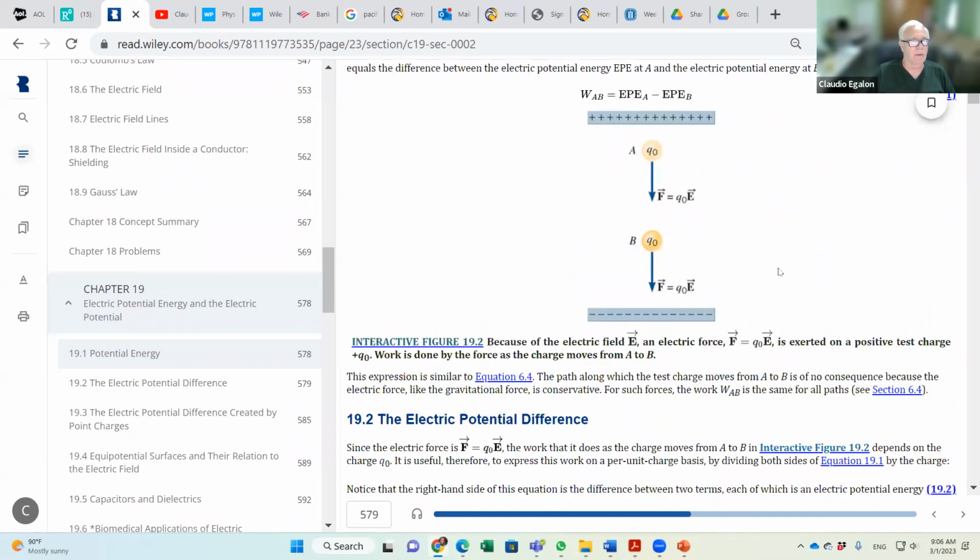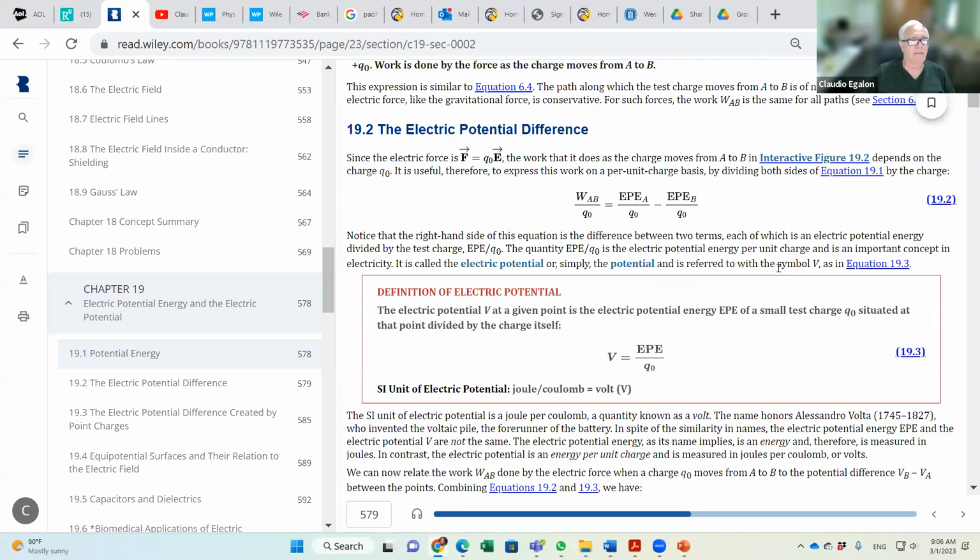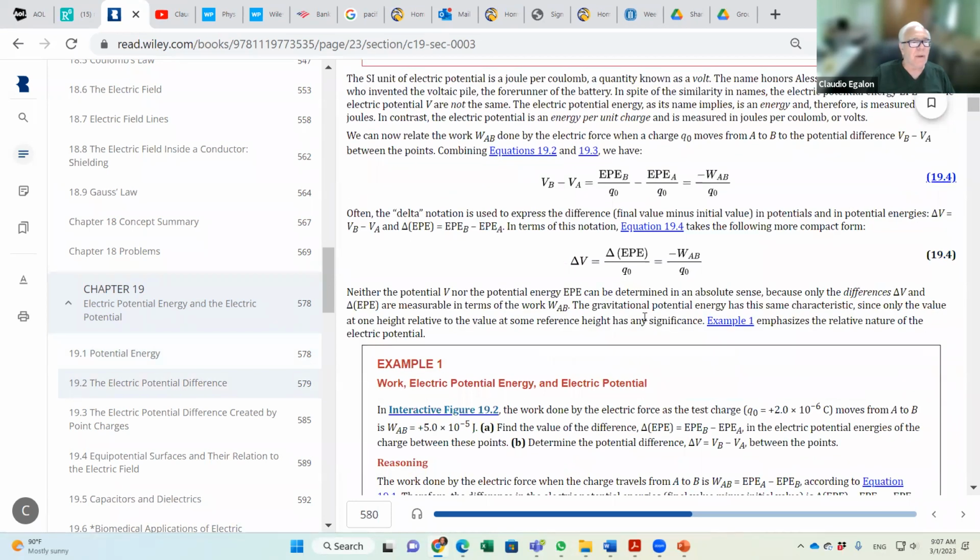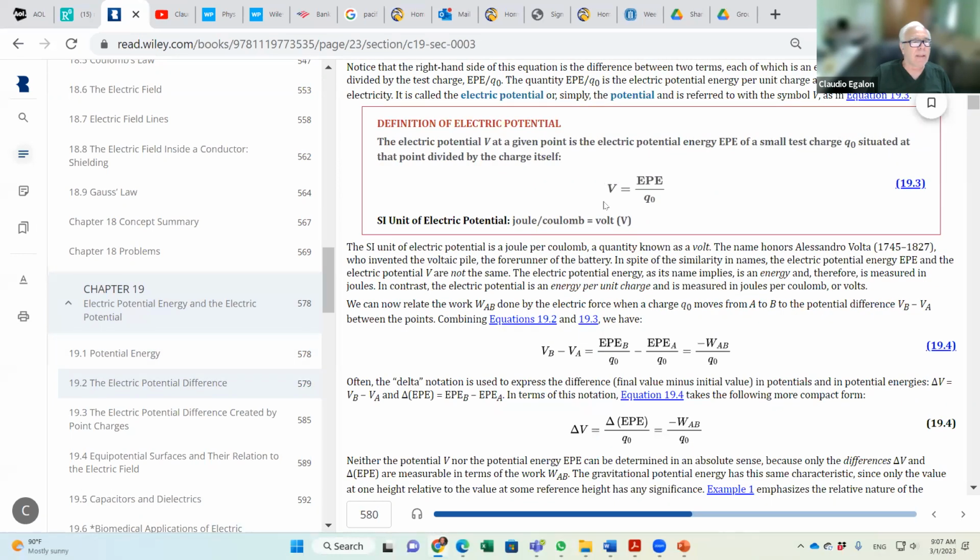Okay. And then you have electrical potential difference. Electrical potential difference is what we measure with the multimeter. It is a quantity that's fairly easy to measure. Electrical potential difference is the electrical potential energy divided by a test charge. And that was easy to measure. The unit for the electrical potential is the volts.